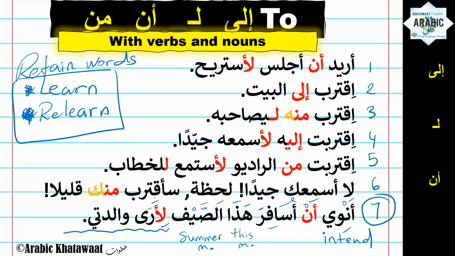لأرى, to see. And here there is that small little alif to indicate that this is long vowel, alif maqsura. لأرى, to see, or in order to see. والدتي. لأرى والدتي, in order to see my mother. So I'm going to read them all together one more time, then we'll look at the English translation and then have our practice.